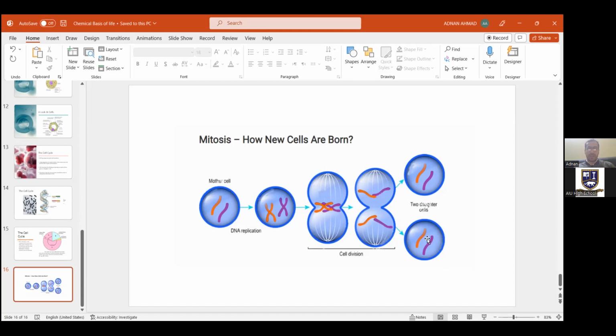Is it clear? And these two daughter cells again start their G1 phase. They start to grow in size and make proteins and enzymes. And then comes the S phase, and then G2 phase, and then M phase. And the process keeps going on and on. Is it clear?